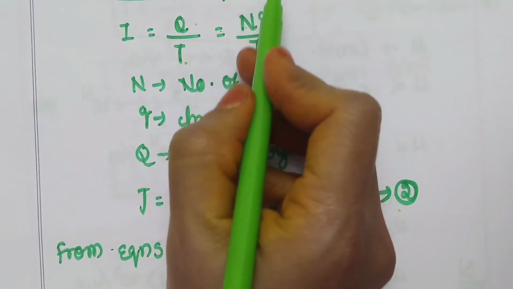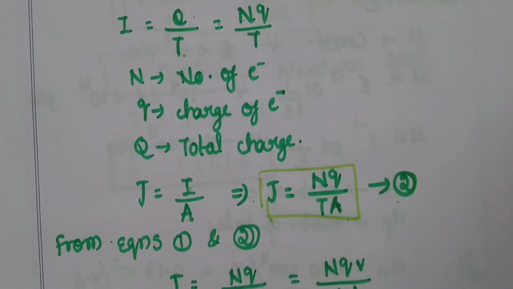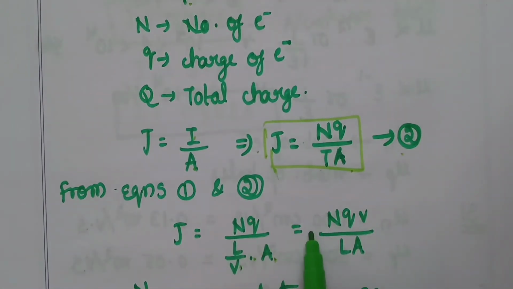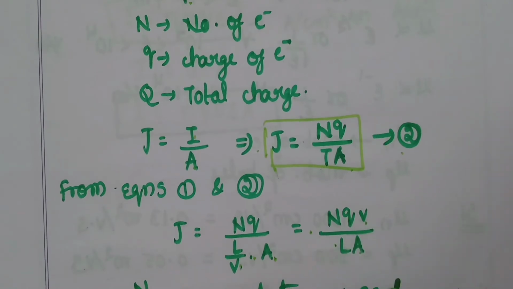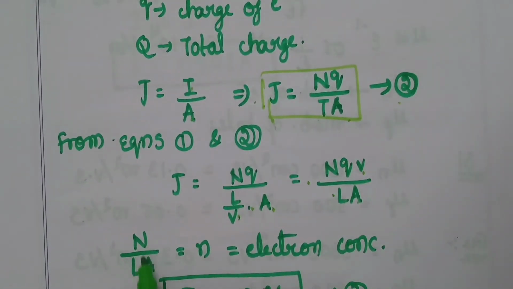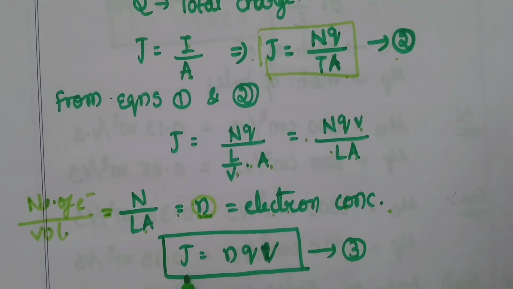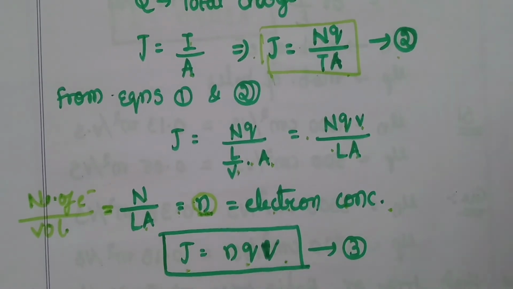From equations 1 and 2, we have J is equal to Nq by T, where T means L by V, into A. So that is equal to NqV by L into A. And we know that N by LA is equal to small n, which is the electron concentration. That means capital N is the number of electrons. The number of electrons per volume is called the electron concentration, which is denoted by small n. So we can replace this as J is equal to nqV.